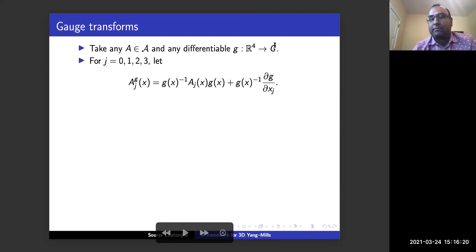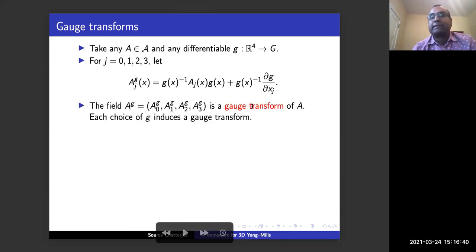You think of this G as a subset of U(N) for some N. And this g^(-1) ∂g/∂x is basically ∂/∂x of log g, okay? And log g is an element of the Lie algebra. So this is an element of the Lie algebra, okay?